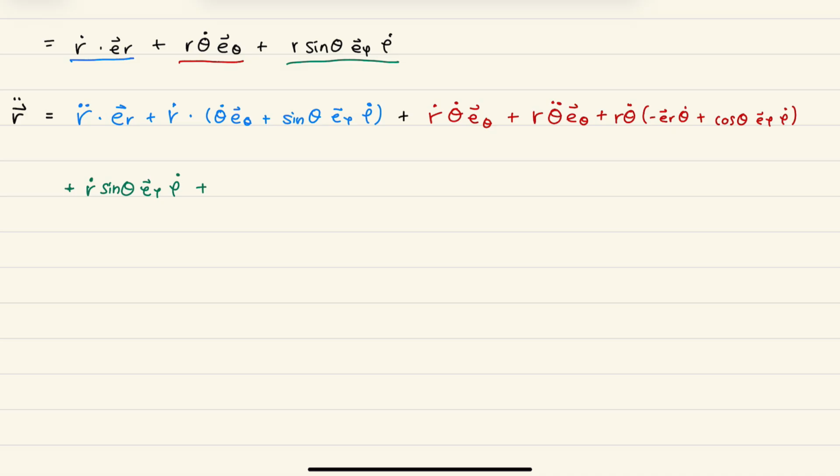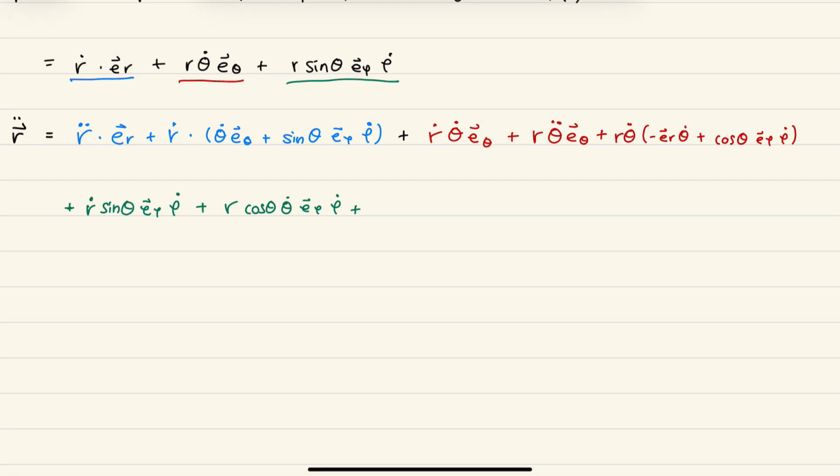Now we're going to differentiate the sine theta and leave the rest. So we get r times, and now the chain rule comes into play because the derivative of this sine theta is cosine theta times theta dot, since we need to take care of the inner derivative as well. So we get cosine theta, theta dot, times e phi times phi dot, plus, now we're going to differentiate the unit vector and leave the rest.